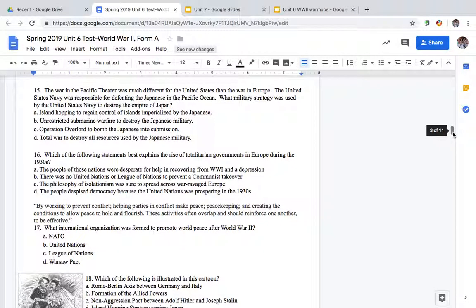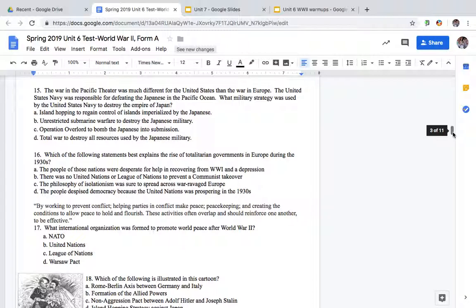Number 15. The war in the Pacific Theater was much different for the United States than the war in Europe. The United States Navy was responsible for defeating the Japanese in the Pacific Ocean. What military strategy was used by the United States Navy to destroy the Empire of Japan?